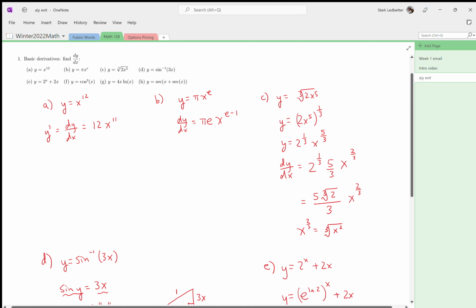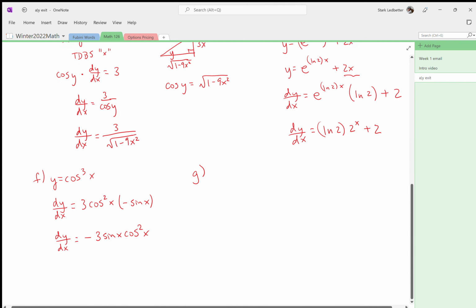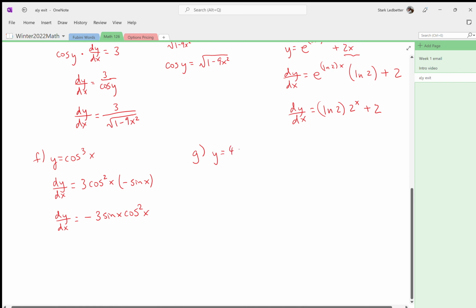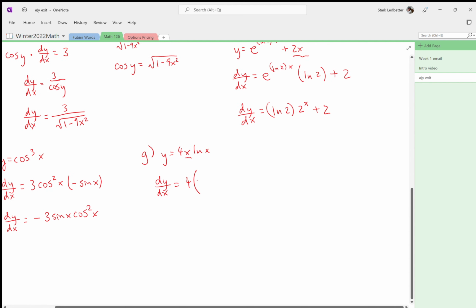Okay, next one. Y equals 4x times log x. Okay, so I'm going to leave the 4 out in front. But then the rest is going to be a product rule. So I'm taking derivative of the first thing, which is 1, times natural log of x, plus the first thing, which is x, times the derivative of natural log of x, which is 1 over x. So I'm going to be left with 4 times natural log of x plus 1. And that can be considered simplified, or if you prefer to write 4 natural log of x plus 4, that's fine. I don't have an opinion on which of those is more simplified.